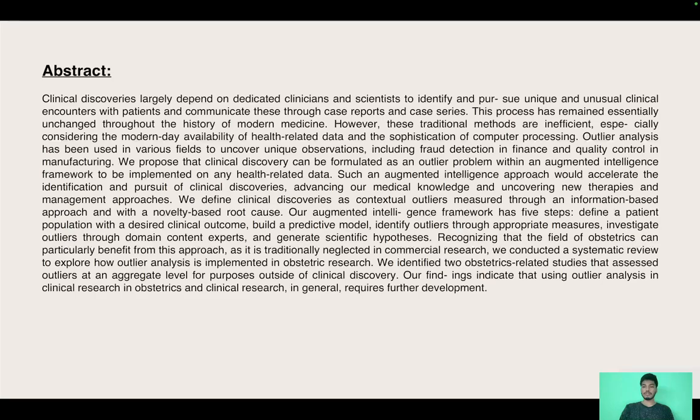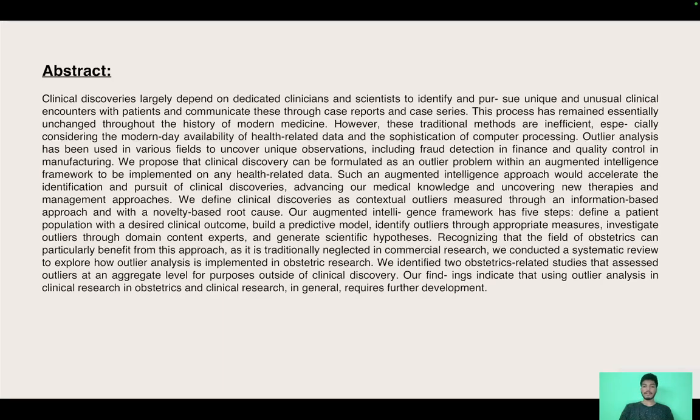The first step is to define a patient population with a desired clinical outcome. Second is to build a predictive model. Third is to identify outliers through appropriate measures. Fourth is to investigate outliers through domain content experts and generate scientific hypotheses, recognizing that the field of obstetrics can particularly benefit from this approach.